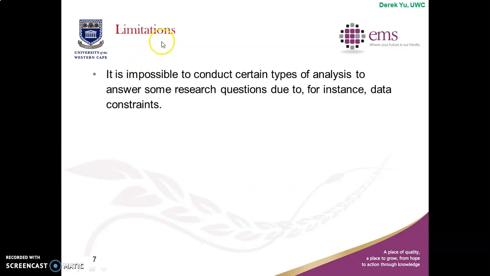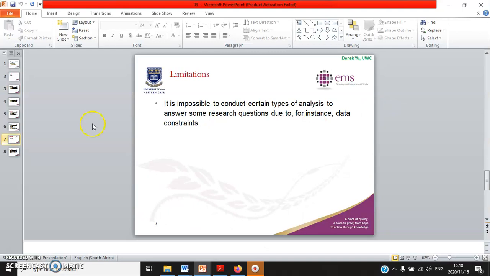And then the limitations, you can insert a limitations section too. I think I also explained it in one of the earlier lectures. Just be honest to admit it is impossible to conduct certain types of analysis. Reasons either due to the data constraint, the data is not available, or you can just honestly say it is beyond the scope of this study, or maybe it is too complicated at honors level.